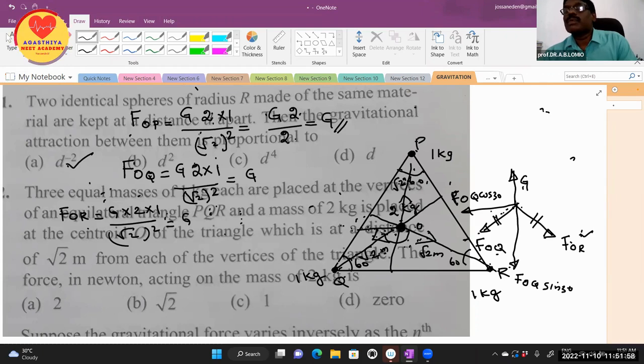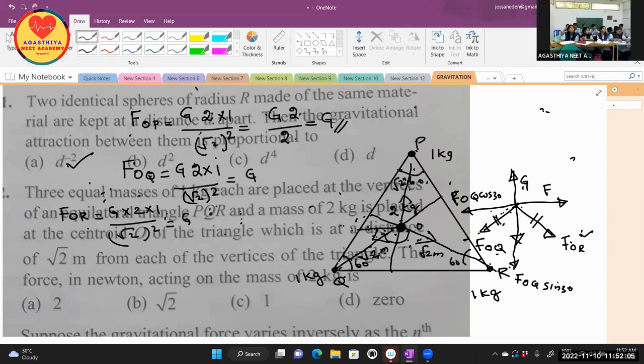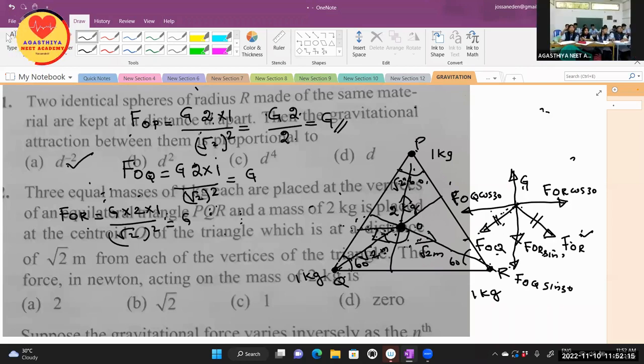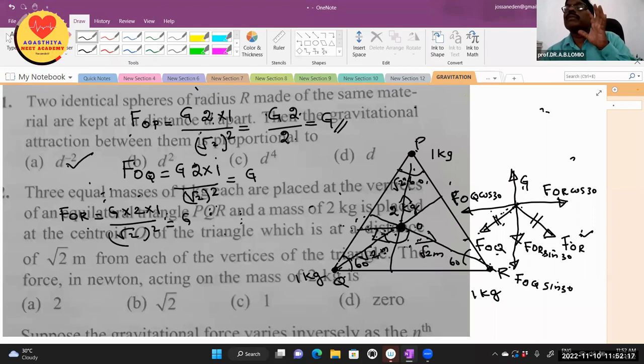Consider this force. This force is also producing a horizontal component and a vertical component. This horizontal component is FOR cos 30. This is FOR sin 30. Now, all of you listen here carefully. See the diagram. FOP, FOQ, FOR, all are the same value. G, G, G.